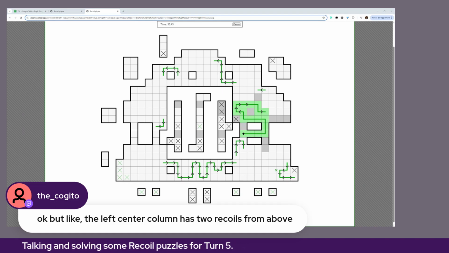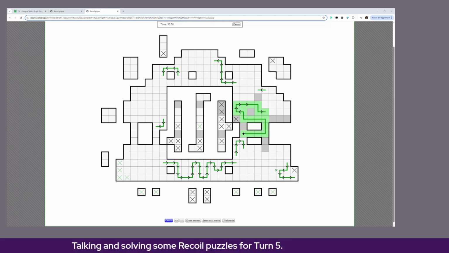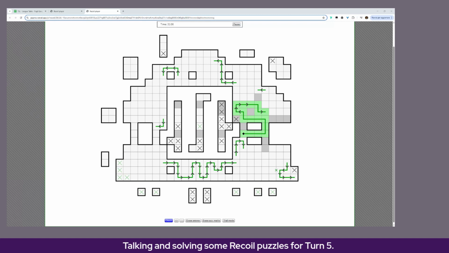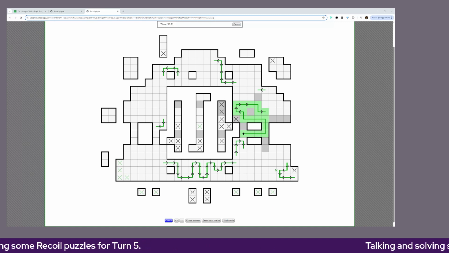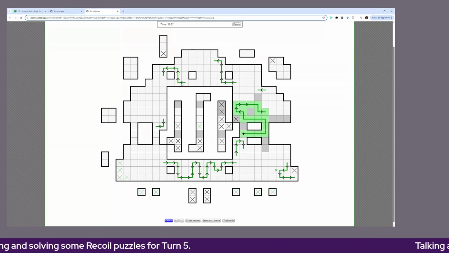The left center column has 2 recoils from above. The left center column, this one, you mean? Oh, yeah. Now you need one more, so you need this move. That's true, yeah. I agree.